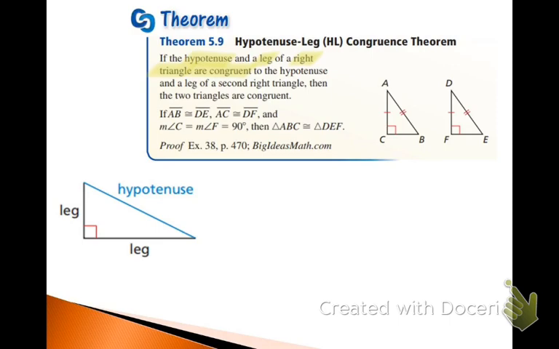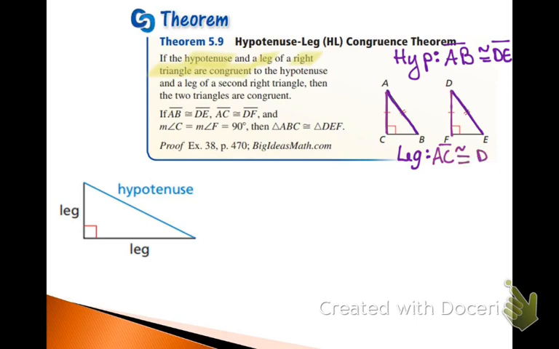So if we look, my two hypotenuses in my picture would be AB, marked congruent to DE. All right, and then the two legs that are marked congruent, so those were my hypotenuses, they're across from my right angle. So the two legs that are marked congruent would be AC and DF. This would be enough information to prove that two right triangles are congruent. So make sure you have these highlighted up here.